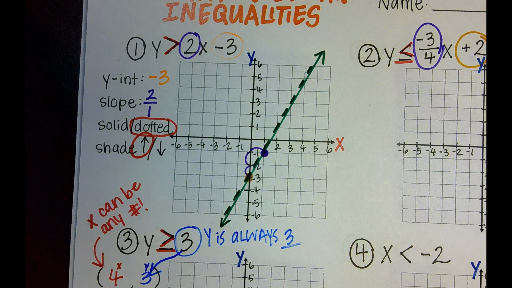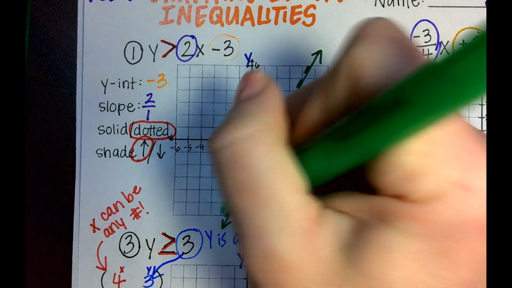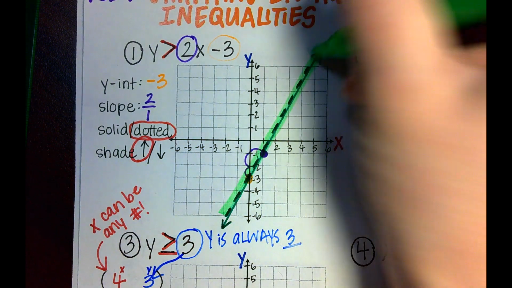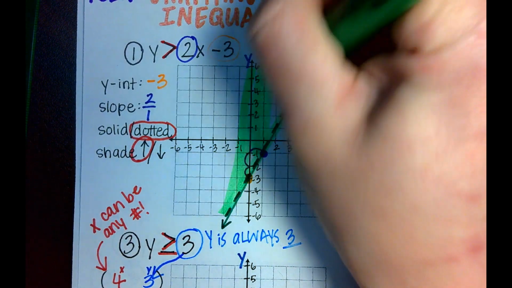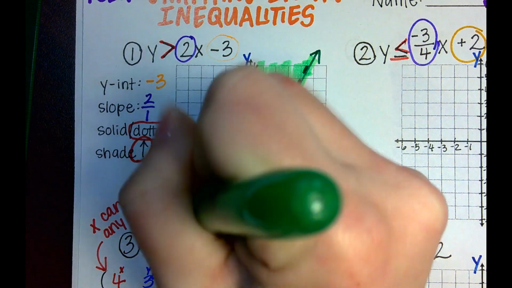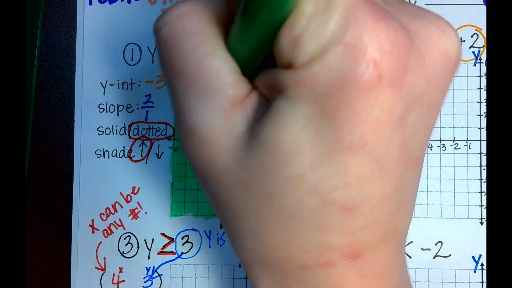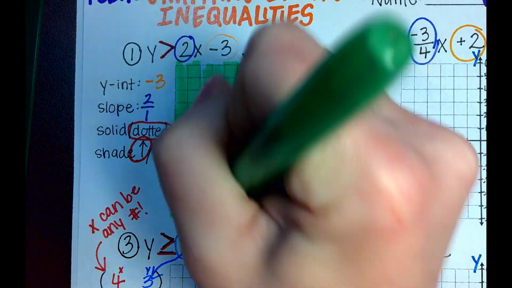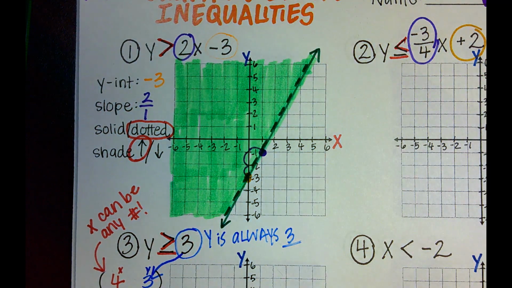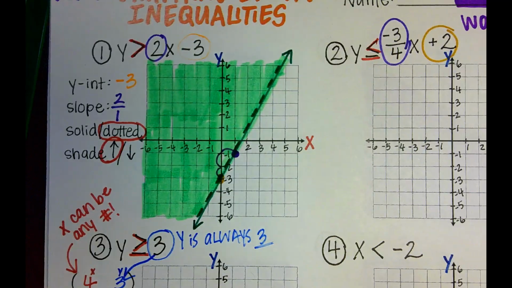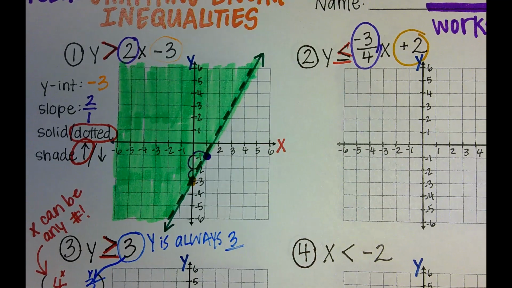Okay, and then where am I shading again? Up. Good. So I'm going to be shading above my line. There we go. Looks pretty good. Okay, any questions about number 1? Okay, let's look at number 2 then.